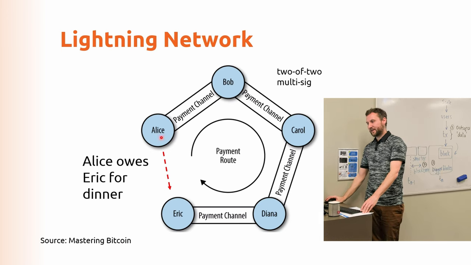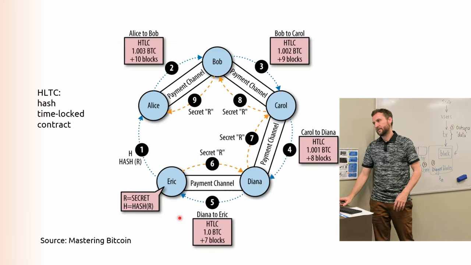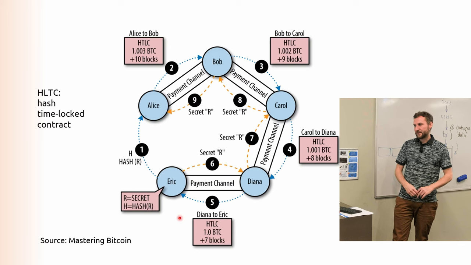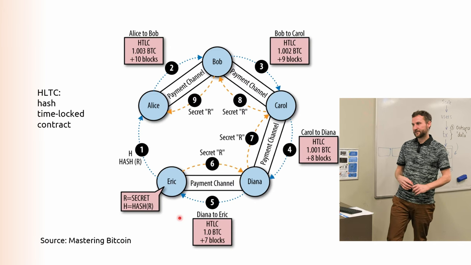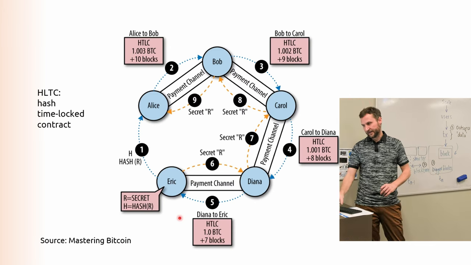Because Alice and Eric do not have a channel, the payment is going to be routed through our other participants here. So Alice is going to pay Bob, who is going to pay Carol, and so on, and then Eric is going to get the payment. So here's how the process looks, and then I'll walk us through this. I know there's a lot here.